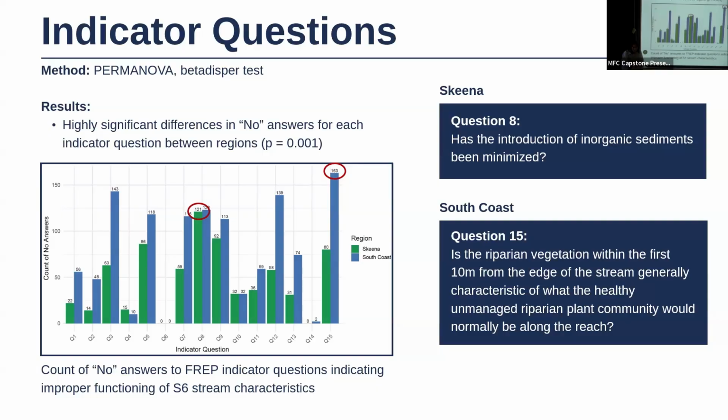Yeah. Really high ones. What was the question? Okay. So specifically looking at that first 10 meters of the stream bank, it's basically indicating that in the south coast, the riparian vegetation within this first 10 meters is highly impacted. So out of all the unhealthy characteristics, that was the one that was found to be most impacted.